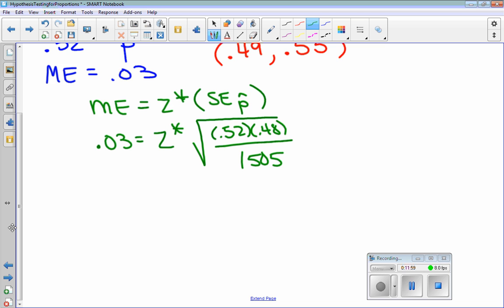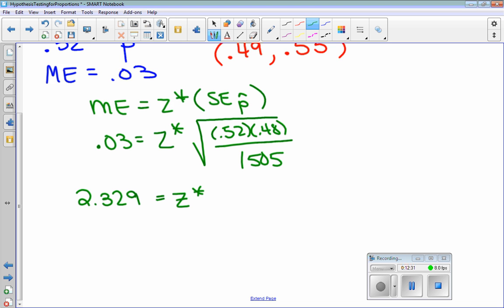I always like to put my fraction in there: 0.52 times 0.48 divided by 1505. So our standard error is about 0.013. We're going to divide 0.03 by that, and I get my z star to be 2.329. Okay.